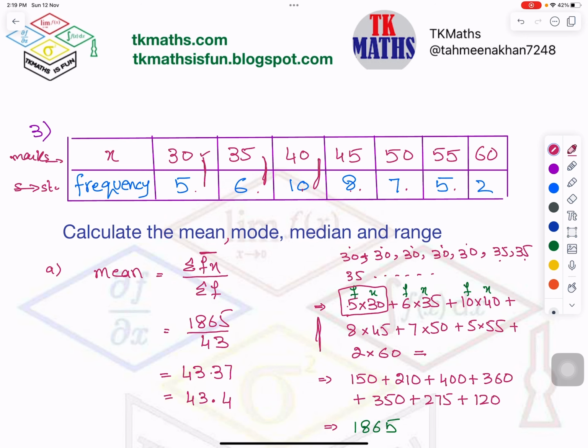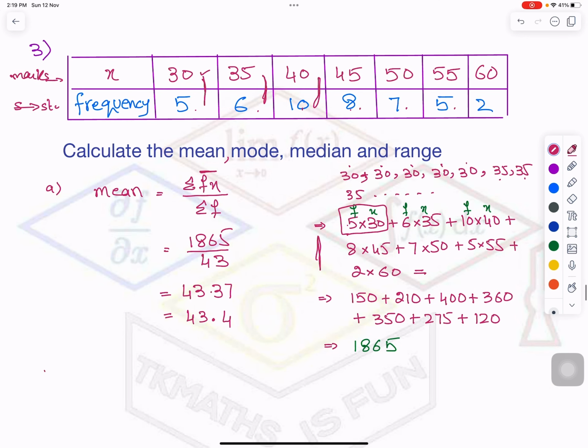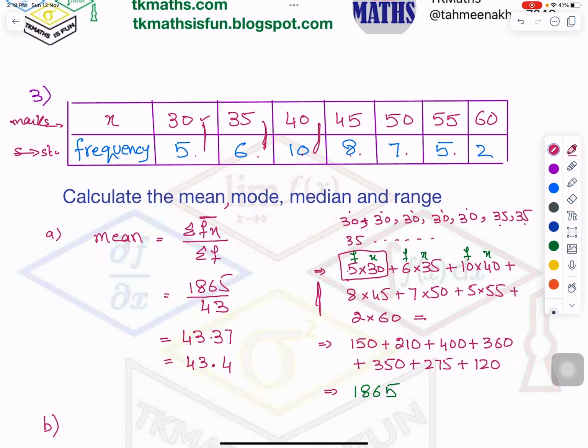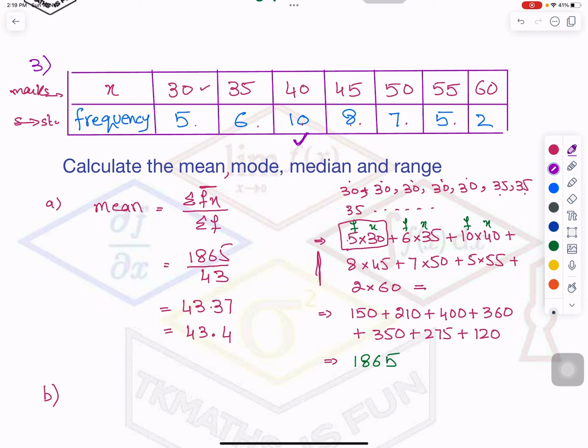Now comes the mode. Mode is the easiest part, very easy, because you just see which frequency is the highest. So you tell me for which data the frequency is the highest. This one, you're right, 10. So my mode is 40 because the highest frequency is 10 here. So the mode will be 40.